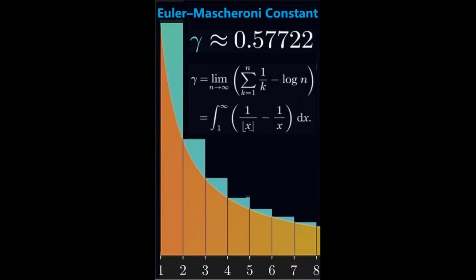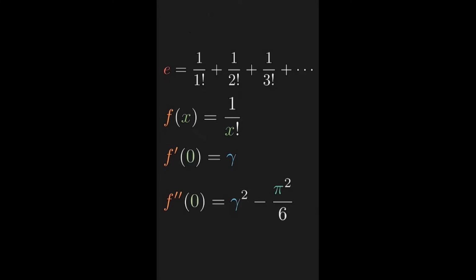Gamma, the Euler-Mascheroni constant, approximately 0.577, defined as the limiting difference between the harmonic series and the natural logarithm. Appears in the fields of number theory and analysis, linking discrete sums with continuous behavior and to the gamma function, hence the name, but it's unknown if it's rational or transcendental.